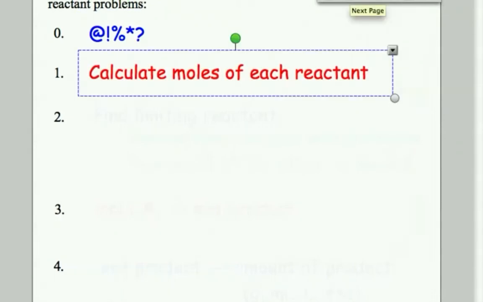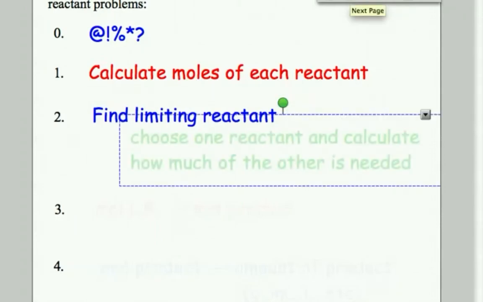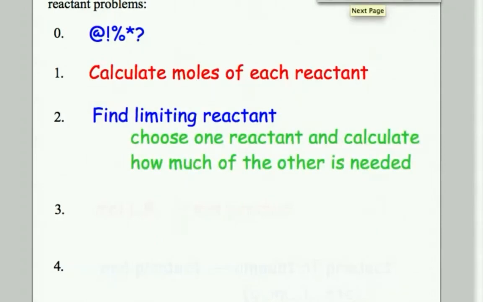So step 1 then, if you don't already have each reactant in terms of moles, put each reactant in terms of moles. Usually that's a grams to moles conversion, but we know there are other ways that this can happen. Step 2, find the limiting reactant. I said that one way of doing that was to choose one reactant and then calculate how much of the other is needed. It's that have-need comparison.